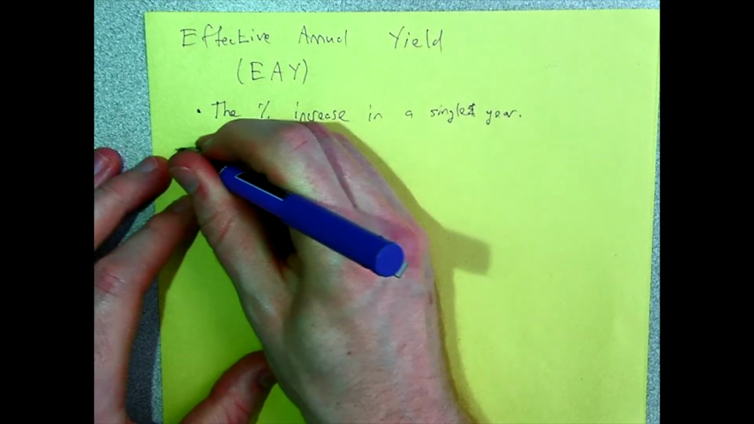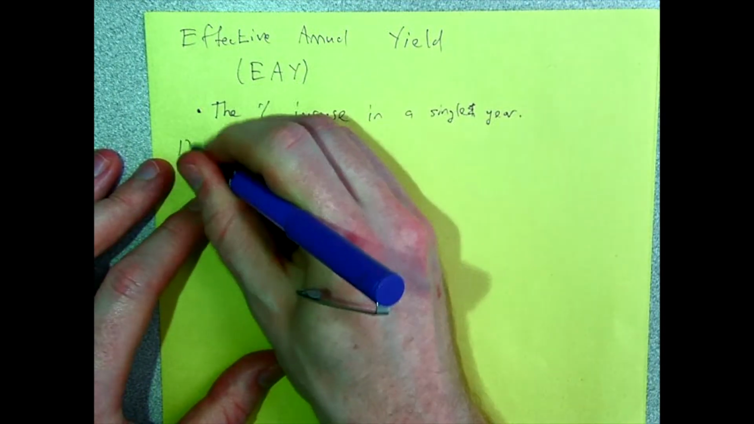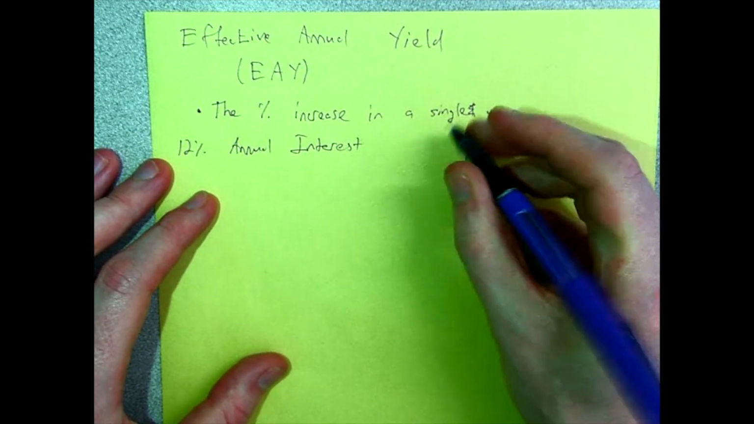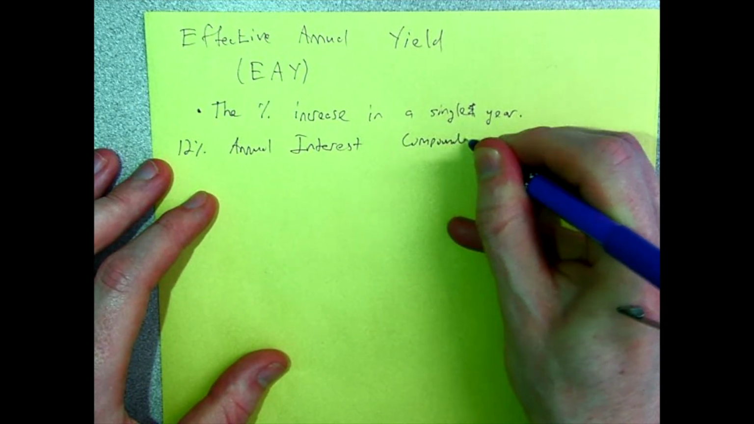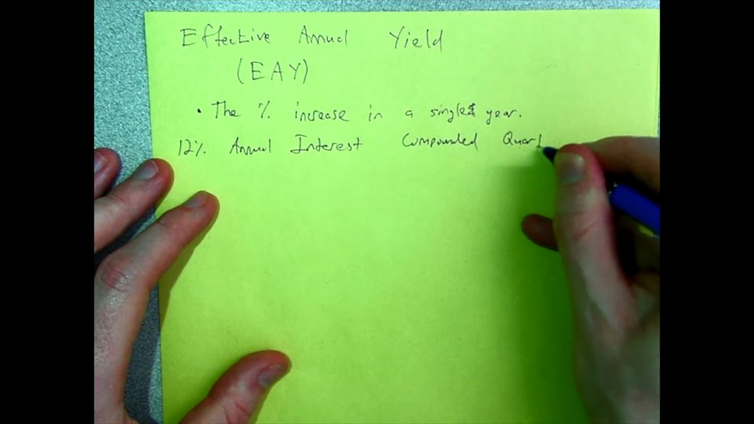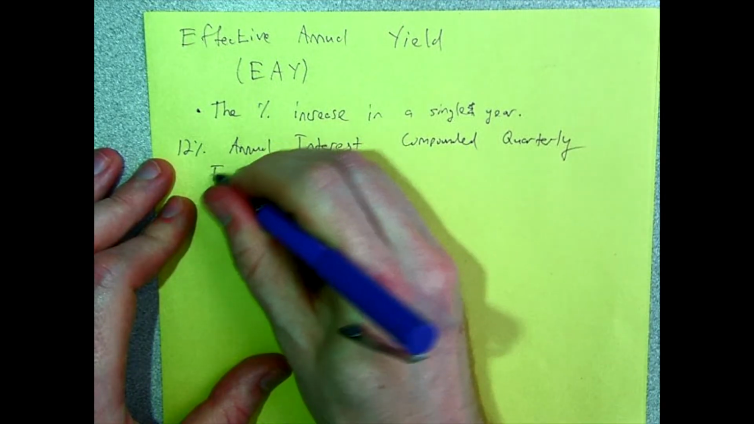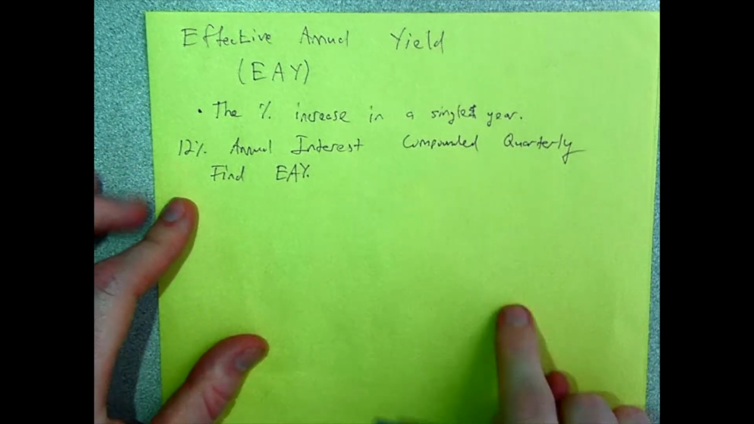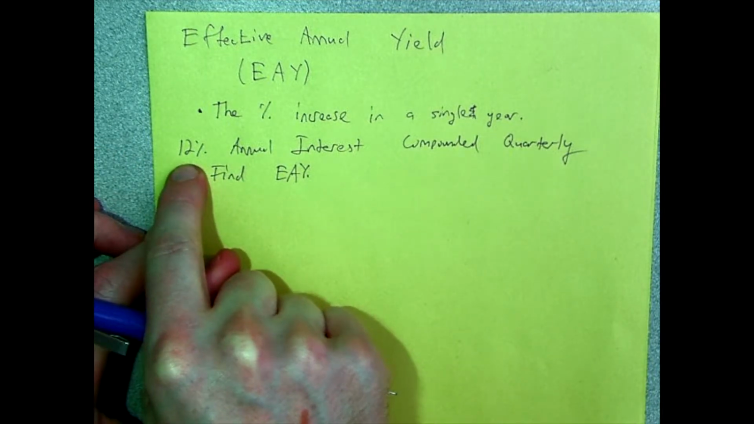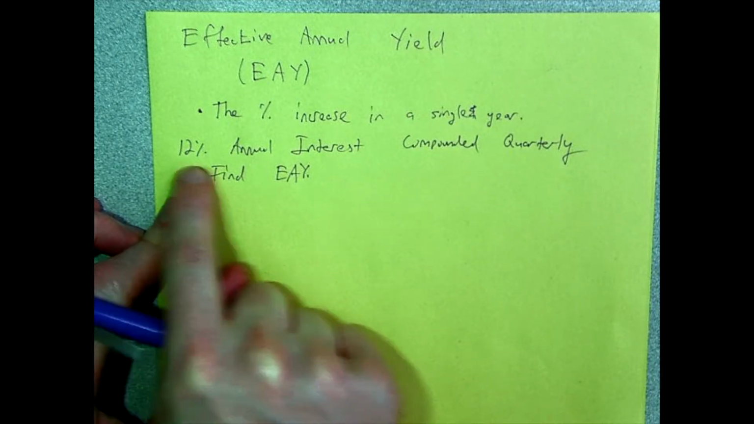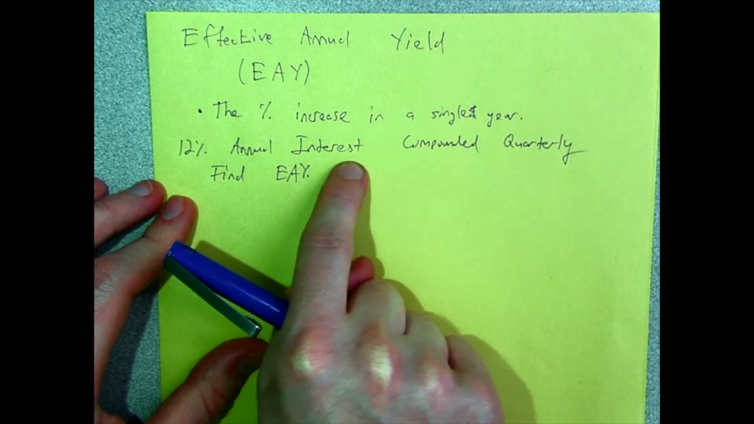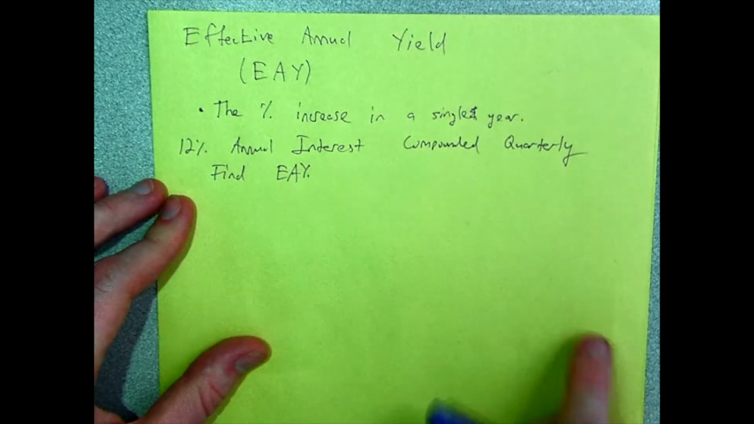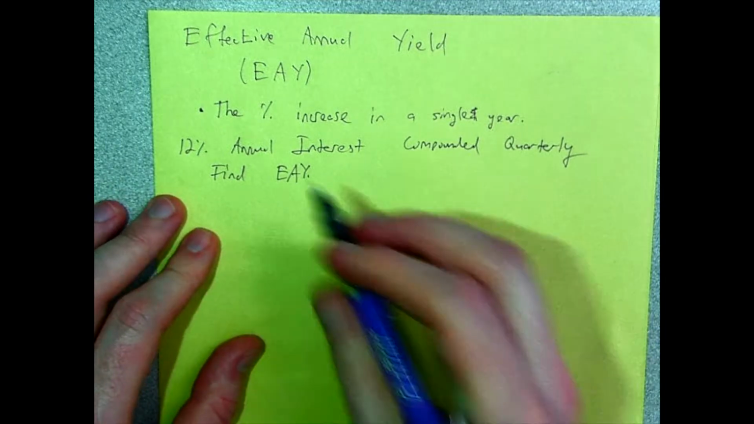So let's go back to the 12% example. Let's say you have an account which is 12% annual interest, but let's say that it is compounded quarterly, in other words, 4 times per year. And let's say I want to find the effective annual yield. So what that means basically is 12% is what the bank advertises, okay? 12% annual interest, but the actual percentage increase that you're going to get is the effective annual yield, which is actually going to be different from 12%. All right, so let's go ahead and do it.